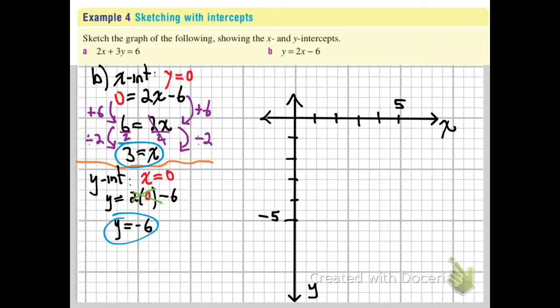Now I'm going to graph my x-intercept. I put a dot on the 3 on the x-axis. Then to plot my y-intercept, I put a dot on the -6 on the y-axis. And you can see now why I've drawn my axes this way. It just fits the graph better. So I put a line through there, and we're happy because we're done. Excellent job. See you next time.